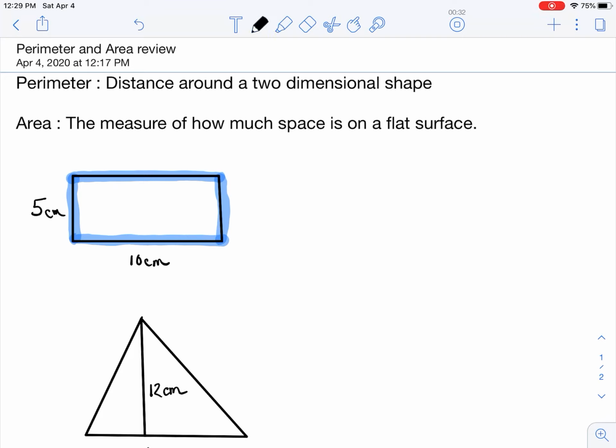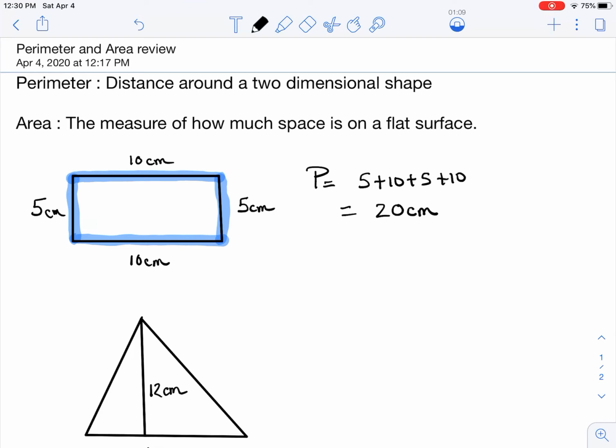One thing we want to notice is that if we have this vertical length 5, then this one that's parallel to it will also be 5 centimeters. And same thing for that horizontal length of 10. The one parallel to it will be 10 also. So you can simply just say P for perimeter equals 5 plus 10 plus 5 plus 10. So we would say the perimeter of that rectangle is 20 centimeters.